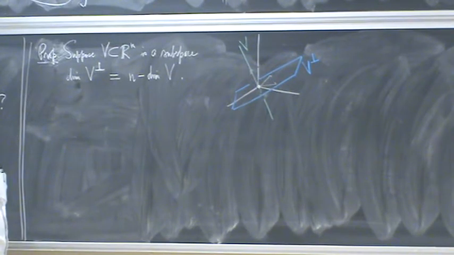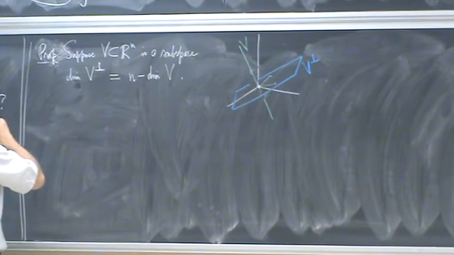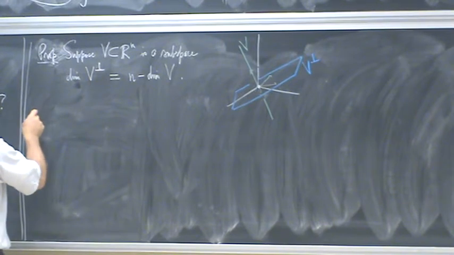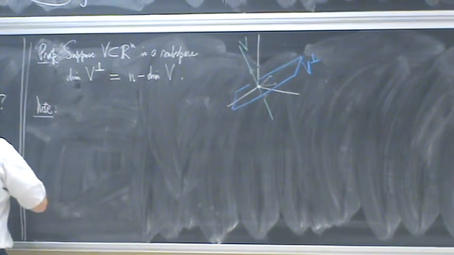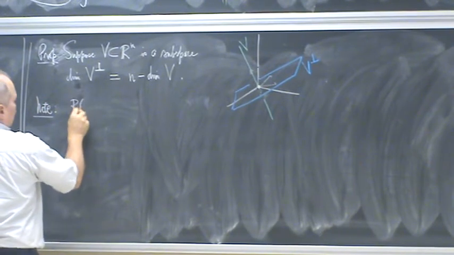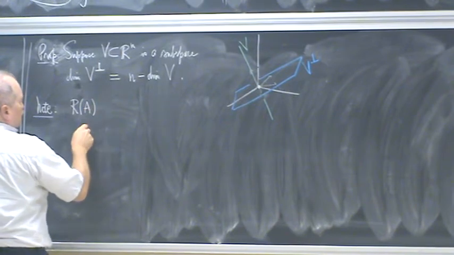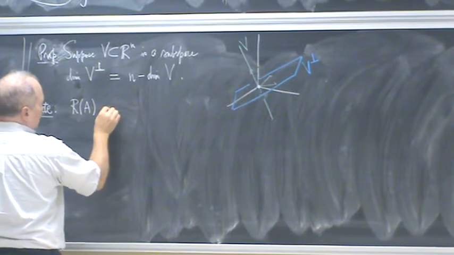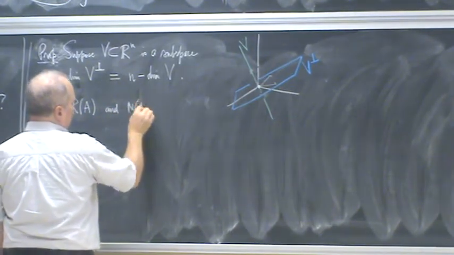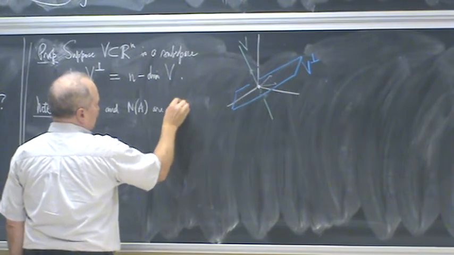Hint, I want you to set it up so you can use all this stuff we've done over here for matrices. How can we relate this stuff to matrices? What is the relationship between, this is like what I was doing earlier, how are the row space of A and the null space of A related? Perps to each other.